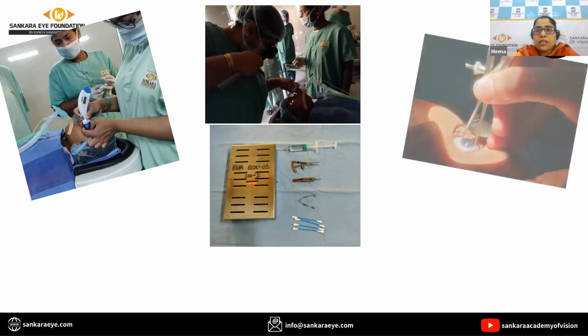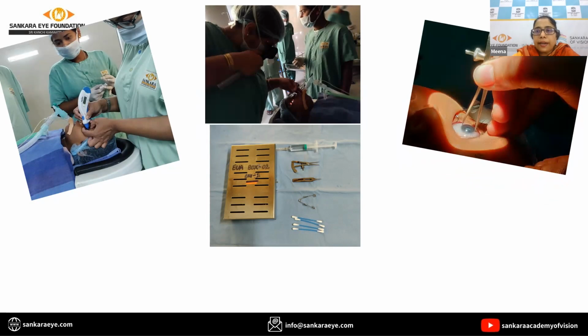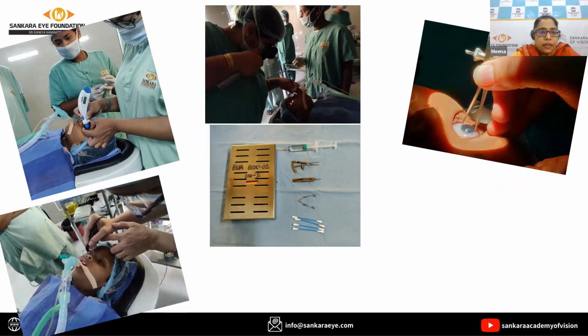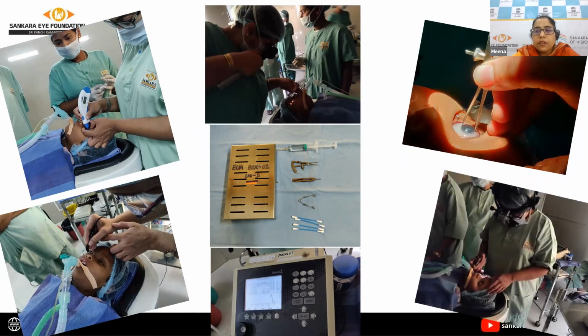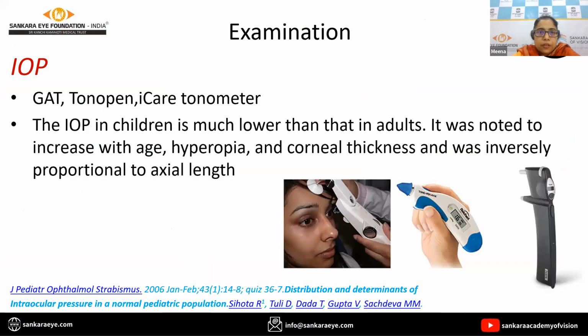Of course, a refraction is mandatory. Then the corneal diameter, as you know, horizontal and vertical corneal diameters have to be checked. Then we have to do the pachymetry readings. Other investigations include biometry or an A-scan evaluation. And then the patient has to undergo certain special investigations if required, like UBM, perimetry, etc.